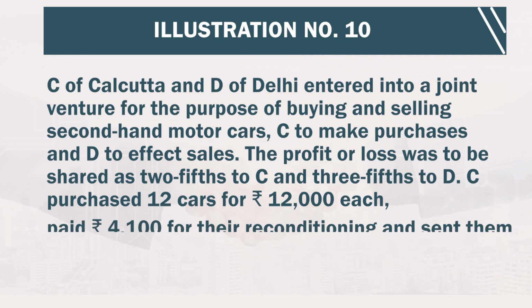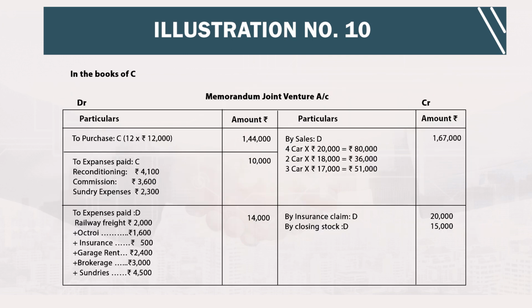Paid rupees 4,100 for their reconditioning and sent them to Delhi. This is expenses paid by C. So, on the debit side of the memorandum joint venture account, to expenses paid by C: reconditioning rupees 4,100, commission rupees 3,600, sundry expenses rupees 2,300. So, total expenses paid by C rupees 10,000.